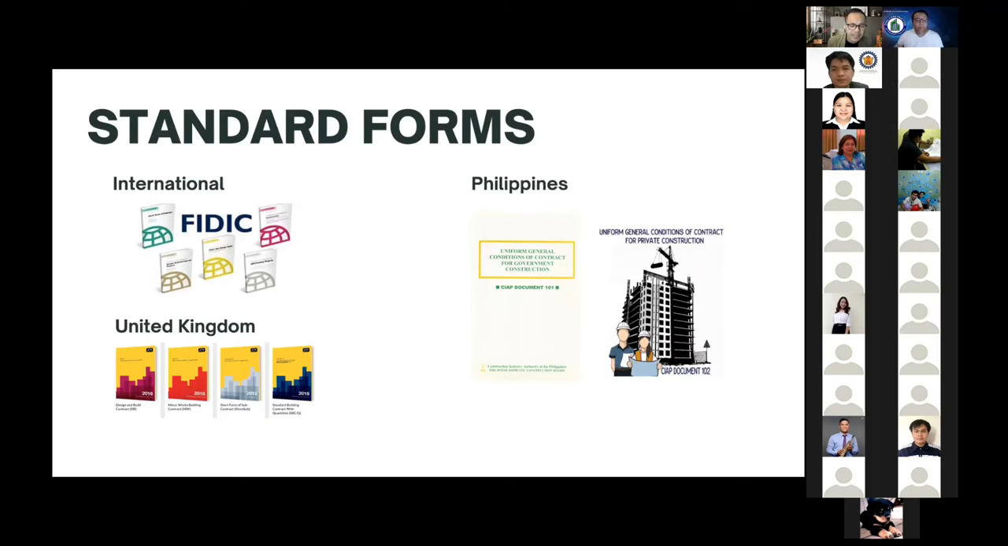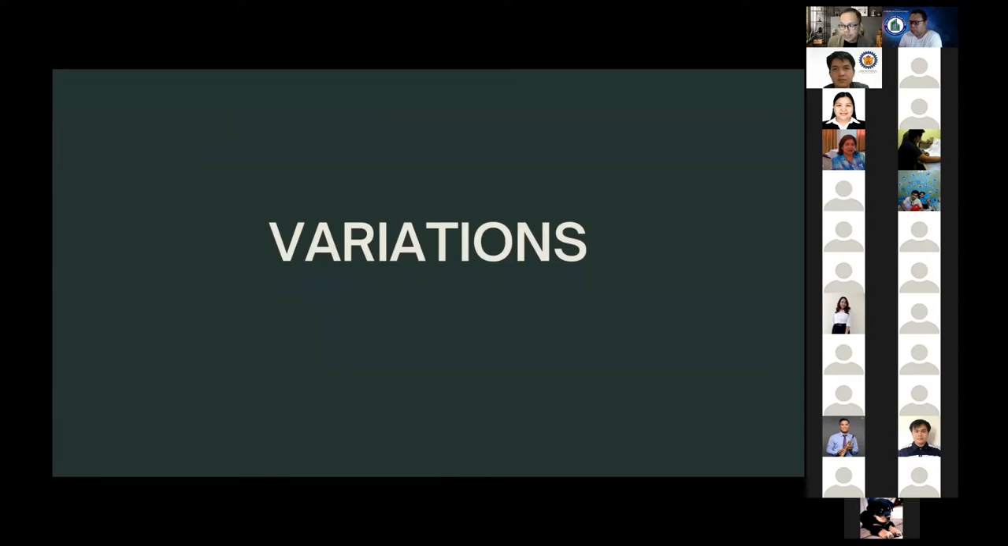So now, having discussed the standard forms of contract, we are now ready to look at the provisions usually contained in the standard forms of contract. So first issue that we will be discussing today is variations. Variations is a common occurrence in construction contracts. Due to the complexity of the construction projects, variations are inevitable.